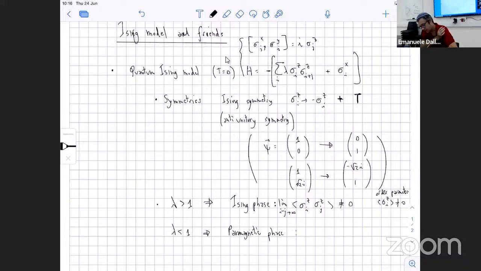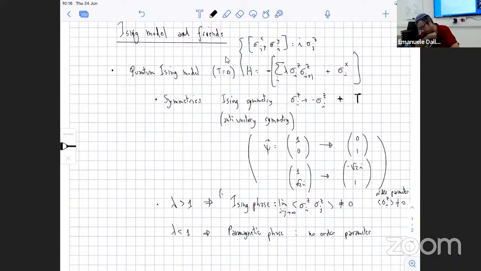And in this case, there is no spontaneous symmetry breaking. Okay, no symmetry breaking, no order parameter. No order. Okay, good. Now, what is the main difference between the ferromagnetic phase and the paramagnetic phase?